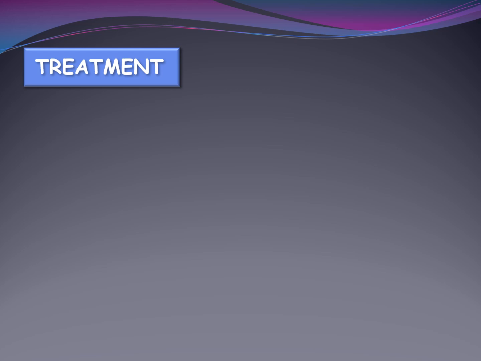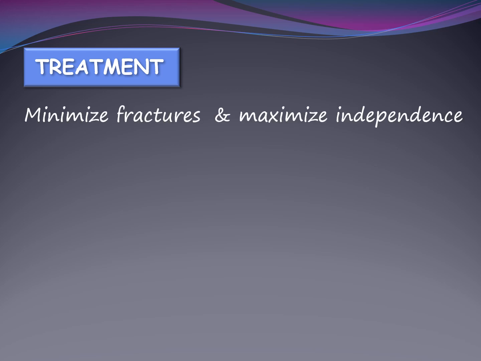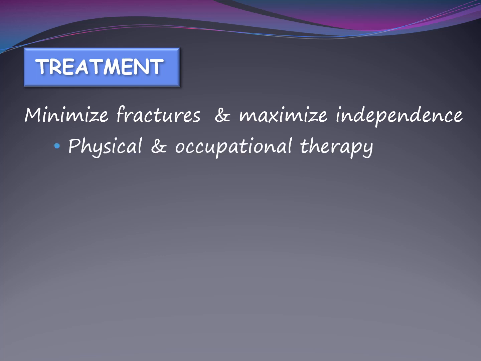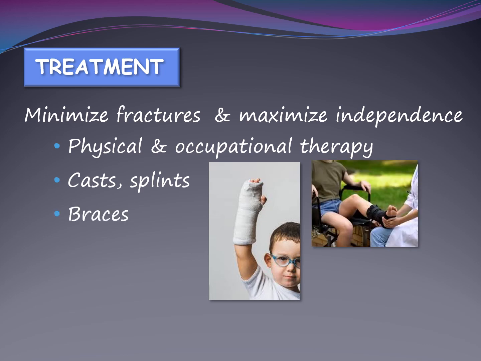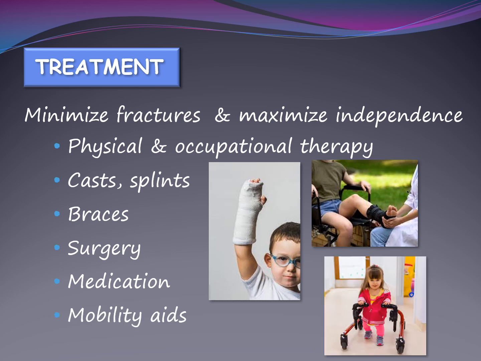Treatment focuses on minimizing fractures and maximizing independent function. Treatments may include physical and occupational therapy, casts, splints, or wraps for fractures, braces to support legs, ankles, knees, and wrists as needed, surgery, often including implanting rods to support the long bones in arms or legs, medication, and mobility aids such as canes, walkers, or wheelchairs.